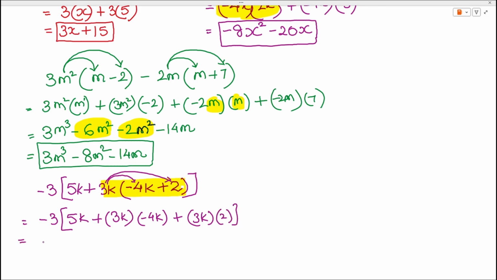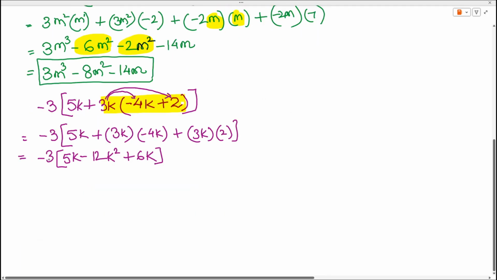So this is equal to negative 3 (5k, and now to multiply these two together, the number times the number, so 3 times negative 4 is negative 12, and k times k, so both of them have the exponent 1, so it just becomes k squared, plus the next two in multiplication, the number times the number, 3 times 2, 6, and the k just like that). The last part is now to do the distributive property again.